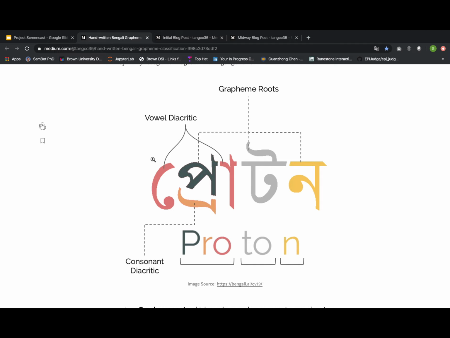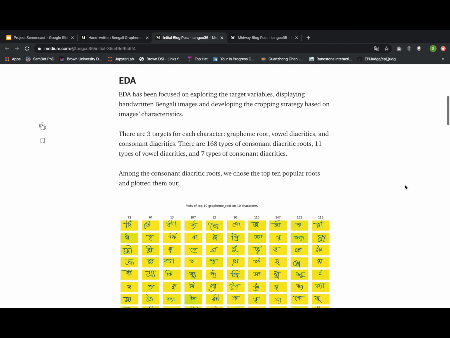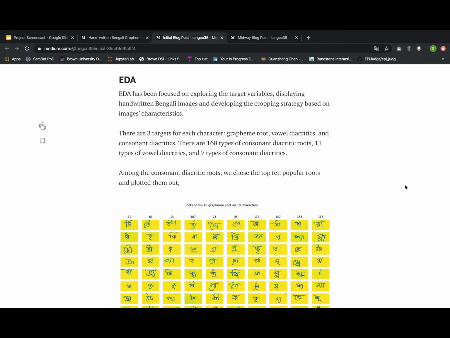To visualize these constituents, let's review our initial blog post. Specifically, we look at the EDA part. There are 168 types of grapheme roots, 11 types of vowel diacritics, and 7 types of consonant diacritics.